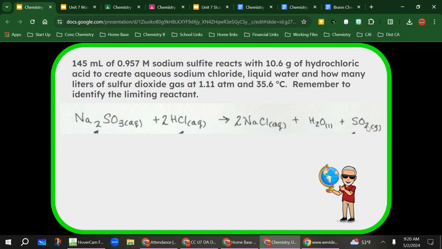The 10.6 grams, you should be able to handle. We've been doing grams to moles for, I don't know, 7 or 8 weeks, somewhere in there.